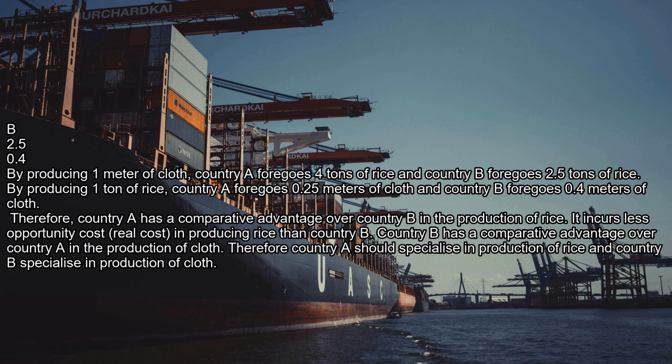By producing 1 meter of cloth, country A forgoes 4 tons of rice and country B forgoes 2.5 tons of rice. By producing 1 ton of rice, country A forgoes 0.25 meters of cloth and country B forgoes 0.4 meters of cloth. Therefore, country A has a comparative advantage over country B in the production of rice. It incurs less opportunity cost, real cost, in producing rice than country B. Country B has a comparative advantage over country A in the production of cloth. Therefore, country A should specialize in the production of rice and country B in the production of cloth.